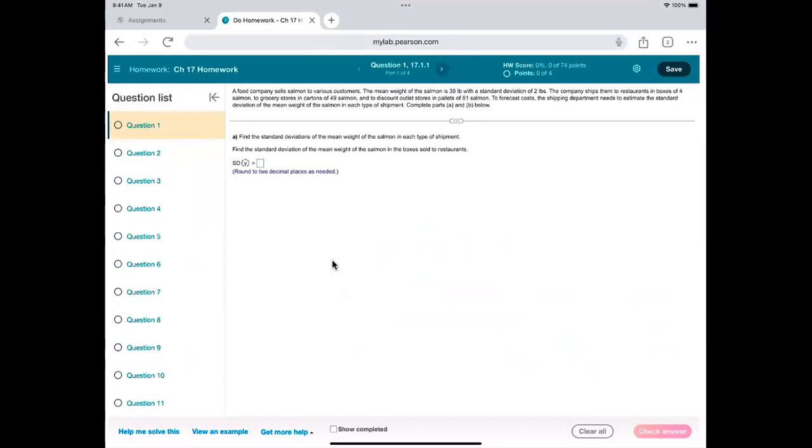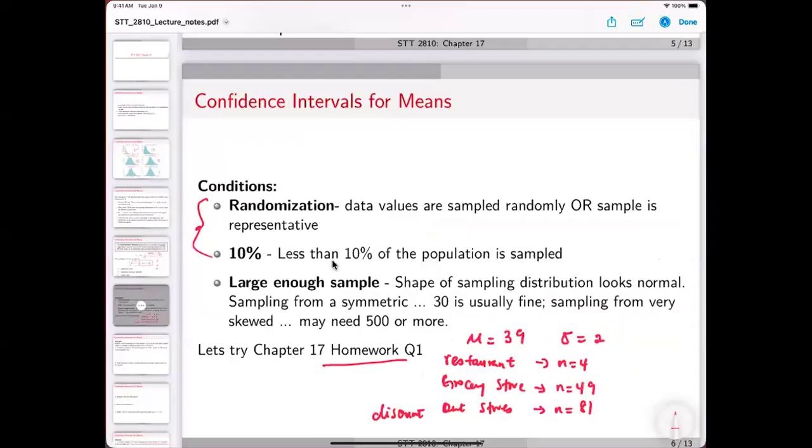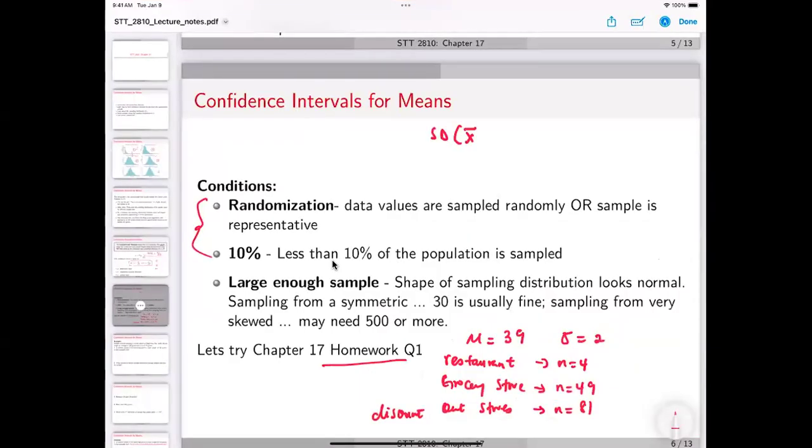Now, to forecast cost, the shipping company department needs to estimate the standard deviation of the mean weight. So they want the standard deviation of the mean weight of the salmon in each type of shipment. Is that okay?